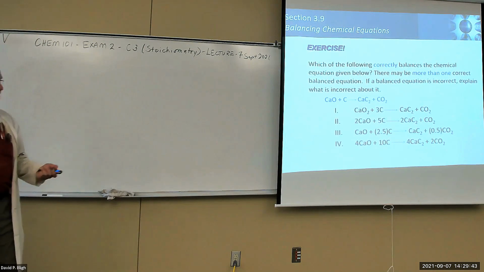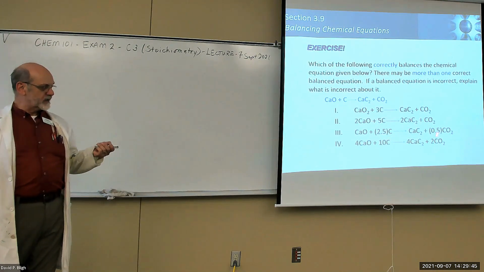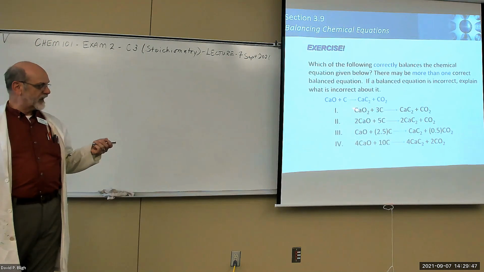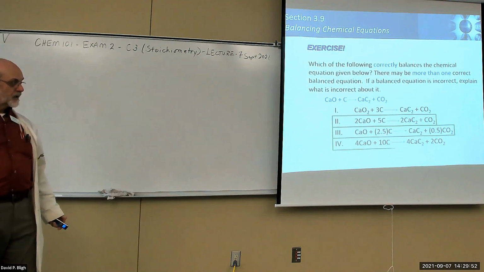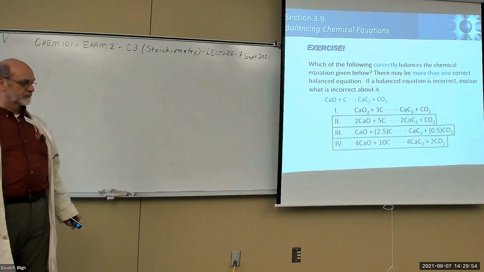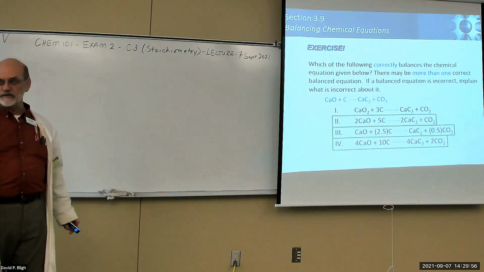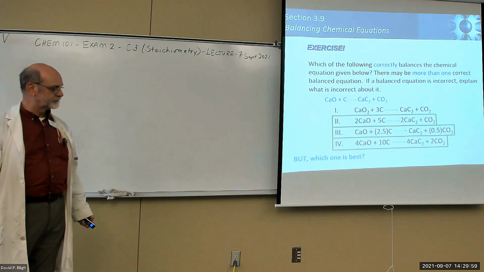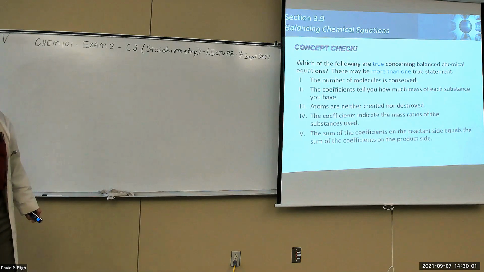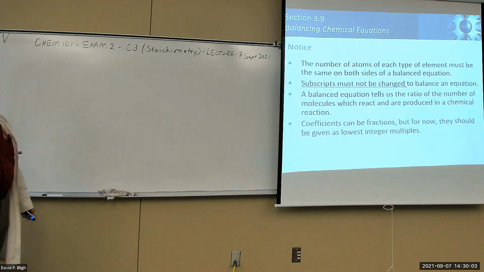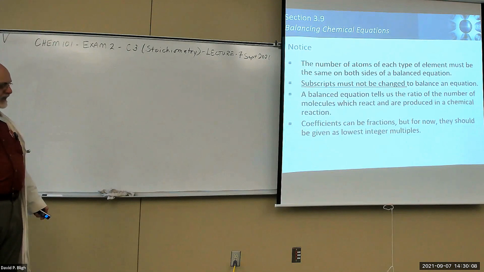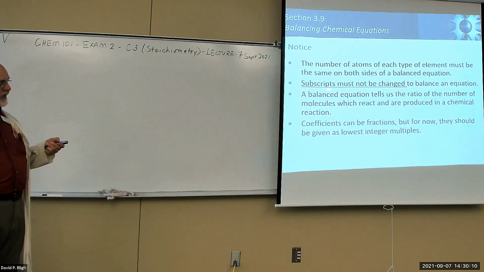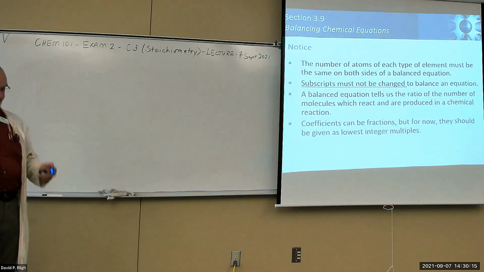This just makes the point that technically these 3 are balanced equations. That one's not. Right. They're all balanced equations, but only one is the preferred, right? The simplest whole number, which is Roman numeral 2. Okay. I'm just hammering these ideas into you, especially subscripts cannot be changed to balance an equation.